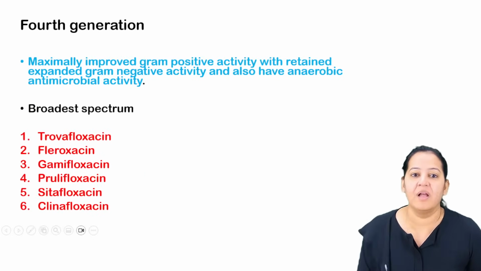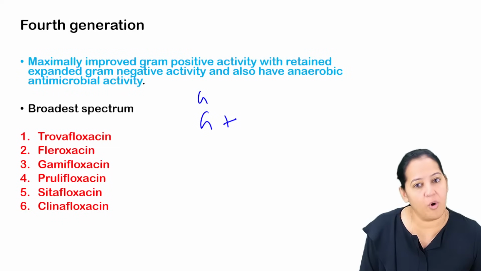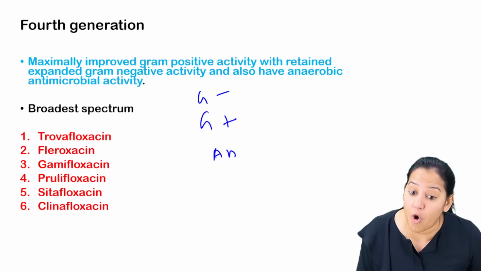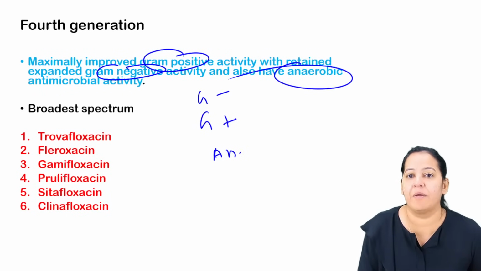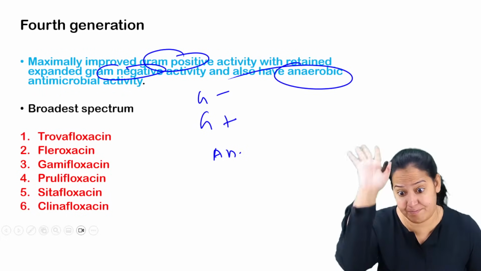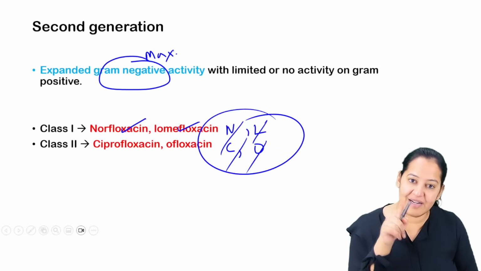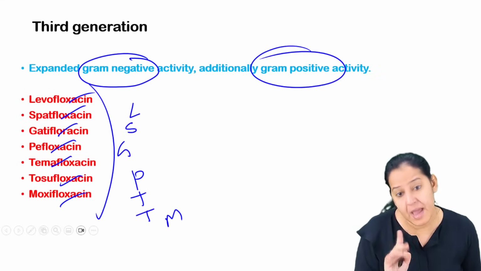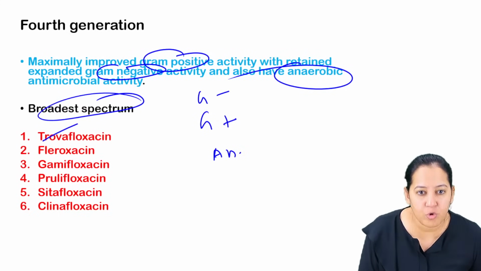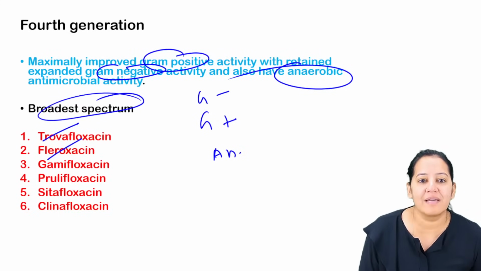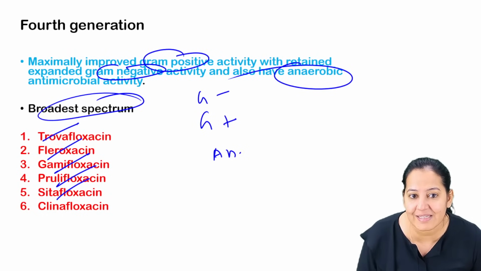So these are third generation, and fourth generation are the best ones. They act on all gram-positive, all gram-negative, and anaerobes also. So all gram-positive, all gram-negative, and anaerobic bacteria: the broadest spectrum. Whether or not you learn anything else, you have to learn the fourth generation. If you want to learn third and second also, it's good. If you can't, it's okay, but learn the fourth one. You can't skip the fourth one. The mnemonic you can make: Trovaflox, Fleroflox, Gamiflox, Truliflox, Sitaflox, and Clinaflox.